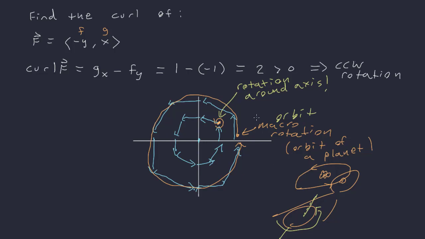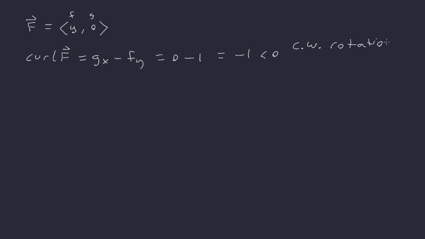Now I really do want to show that these aren't always the same thing. We don't always get macro rotation and micro rotation at the same time. For example, let's consider this vector field here, capital F is equal to y comma 0. When we calculate the curl, remember that's g sub x minus f sub y if we're talking about two-dimensional curl. g sub x, well g is 0, f is y, so g sub x is 0 minus the derivative of y, which will be 1. So we get negative 1. So we're getting a negative curl, so we should get clockwise rotation everywhere.